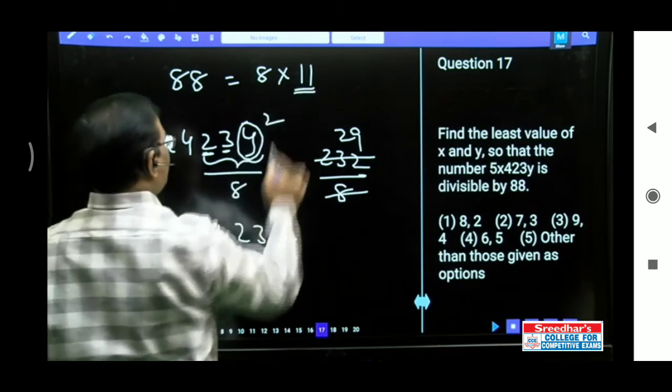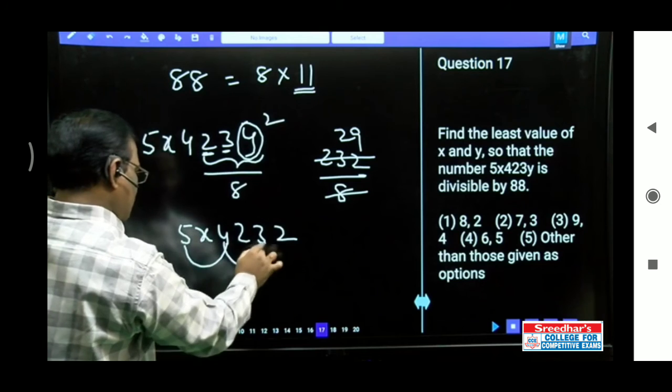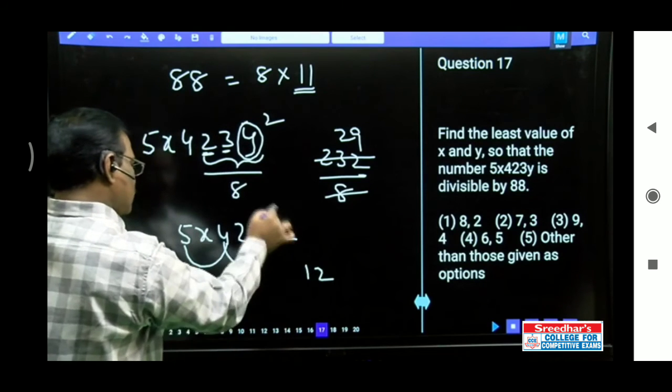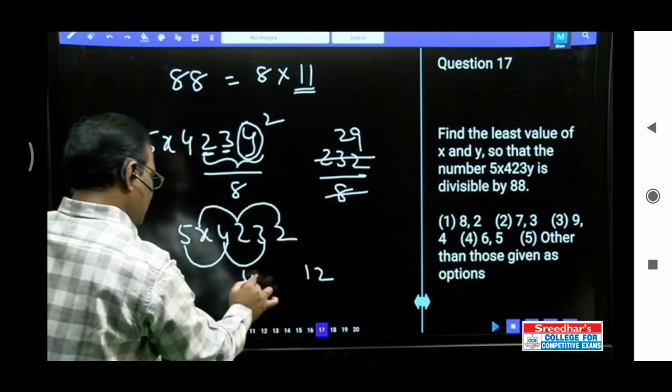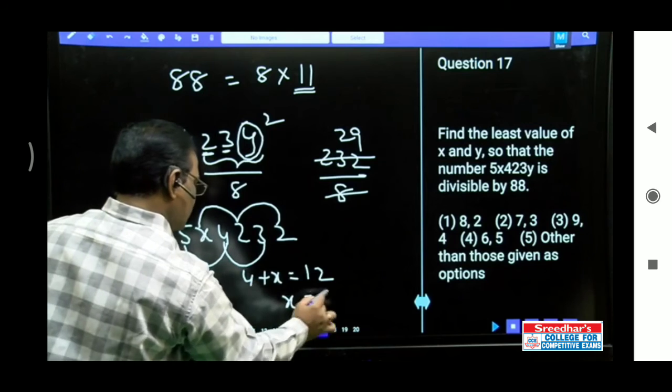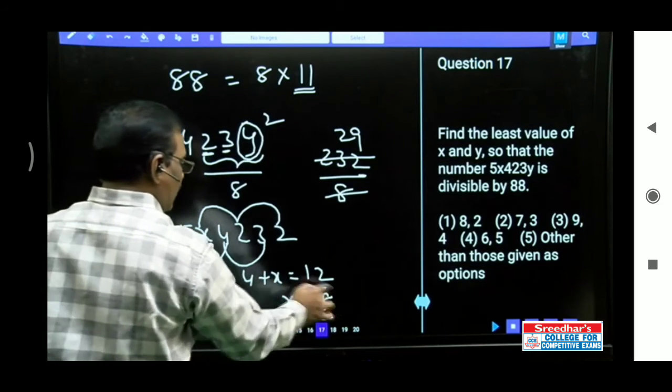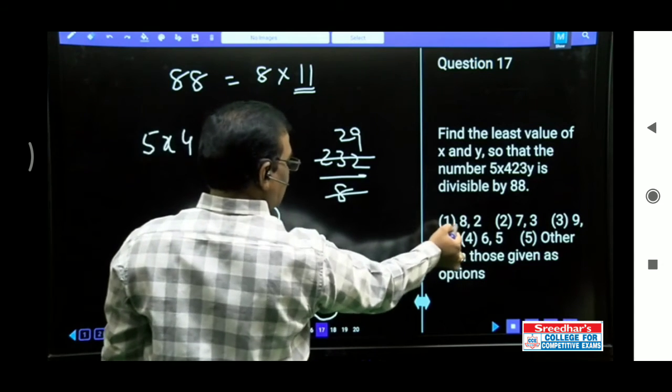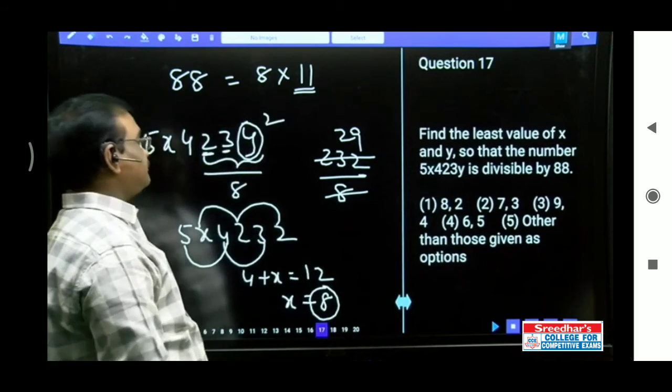ఇప్పుడు మనకి 11 కండిషన్ చూడాలి. 11 కండిషన్ అంటే alternate digits. 5 plus 4 9, 9 plus 3 12. One alternative 12 వచ్చింది. Another alternative చూస్తే 2 plus 2 4, 4 plus x. Therefore 4 plus x is equal to 12 అయితే x must be 8. X is equal to 8 and y is equal to 2. First option is the answer.